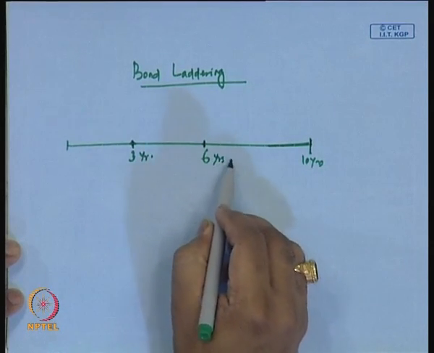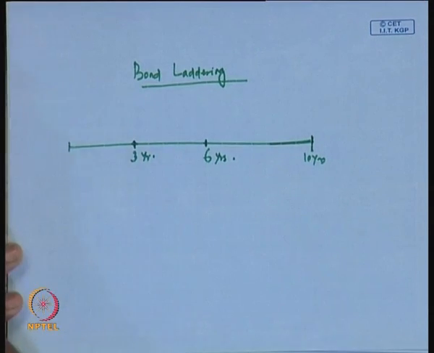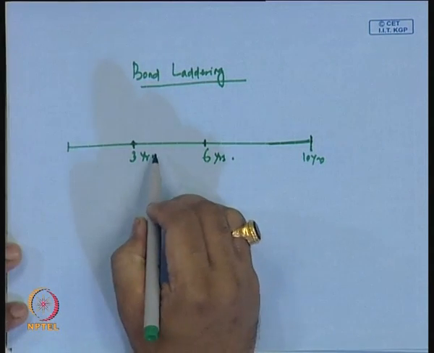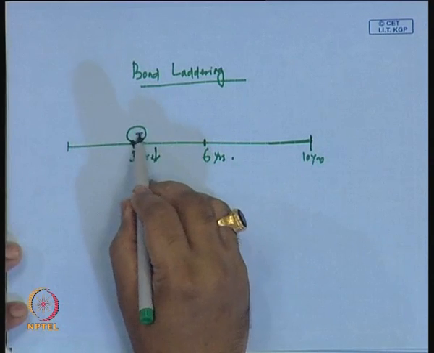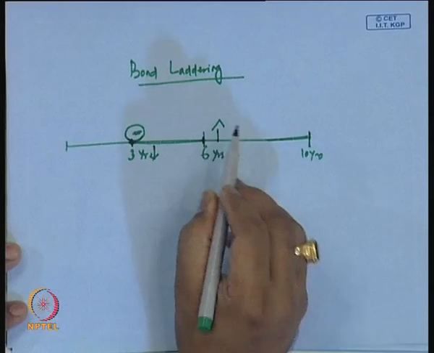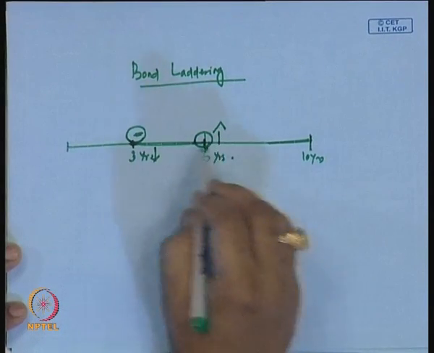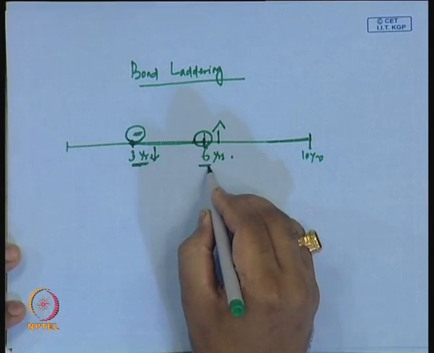The investor should do that because by staggering the maturities of the securities, the investor is assured that money will be available for reinvestment at regular intervals. For example, if the interest rate has gone down, the price of the bond will go up, and he will get some more return, but after a certain time they will realize that the 6 year interest rate has gone up like anything. Then the price risk will increase. In that case, the extra return they have realized here can neutralize it.